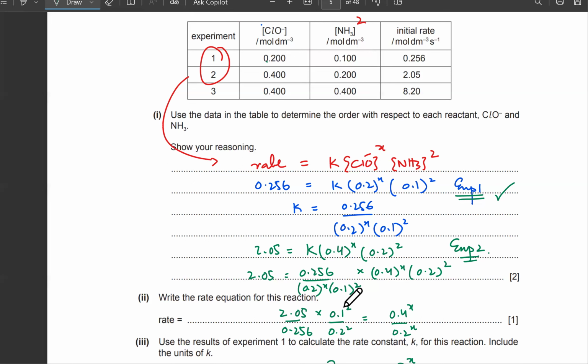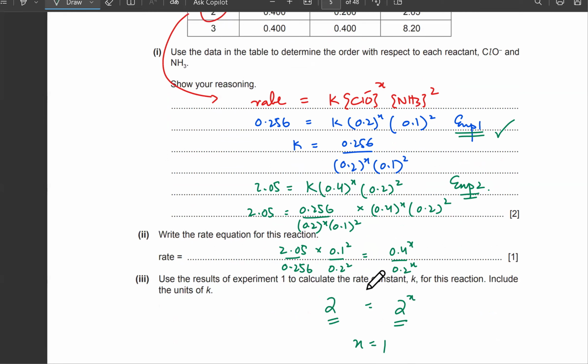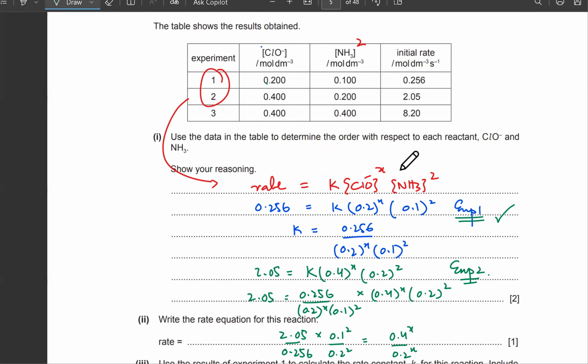When I did that, I simplified everything, and eventually I got 2 on one side and 2 to the power x on the other side, and that showed me that x is equal to 1. But that's a really, really long method. So basically, what you just had to do was figure out that this is becoming 2 times.